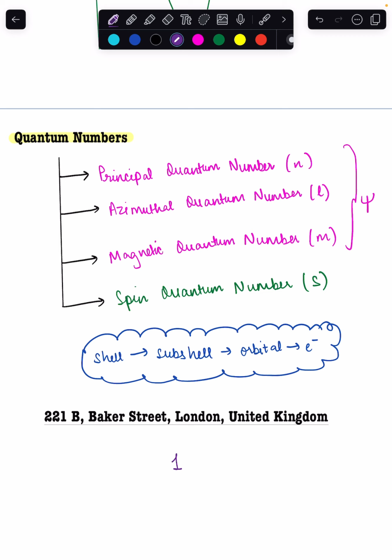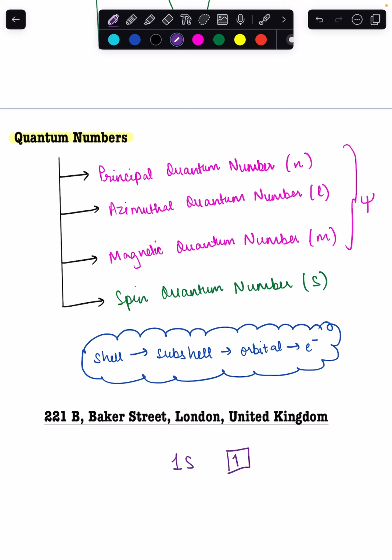Let us assume that we are understanding 1s. Basically, what we need to understand is that our principal quantum number gives us the shell, azimuthal quantum number gives us the subshell, and magnetic quantum number gives us the orbital, and in the orbital resides the electron. 1s has this orbital in which the electron will reside. This is what I mean to say.